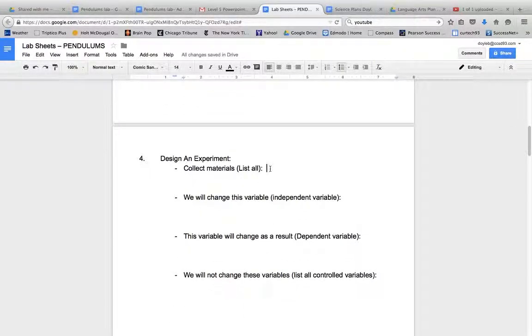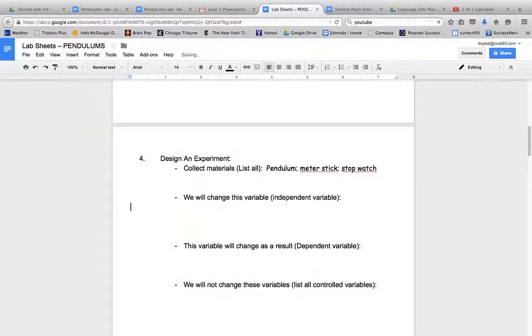Materials will pretty much have the same materials we did last time. We'll have our pendulum. We don't really need the extra pennies anymore because we're just going to test with 1 penny. So we'll need a meter stick and we'll need a stopwatch. Simple materials. Our independent variable is going to be the length of the pendulum. And we'll test real short ones, real long ones, and everything in between.